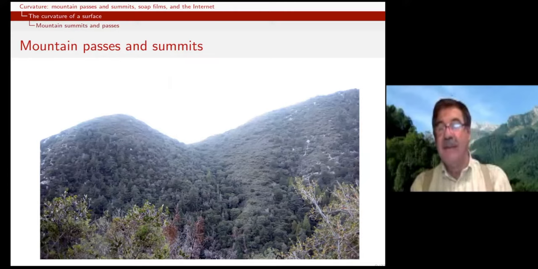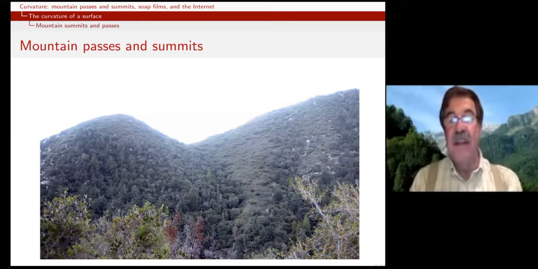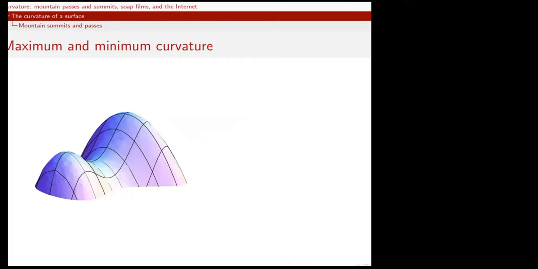So this is a mountain in Southern California. Actually, it's on one of the trails going to Mount Baldy, behind Los Angeles. And so that's something you could be interested in. And the mathematical version, that would be this.